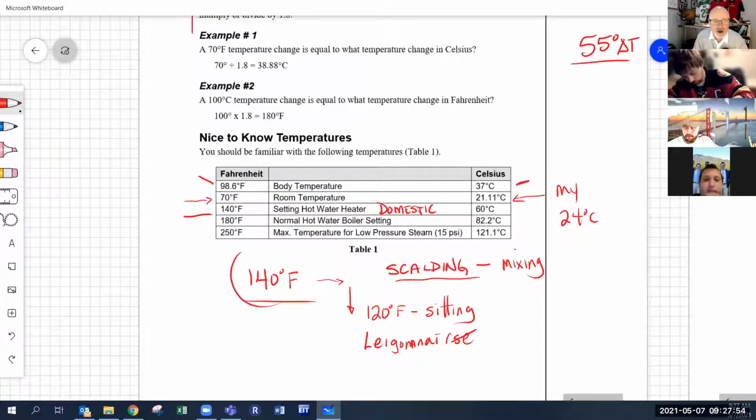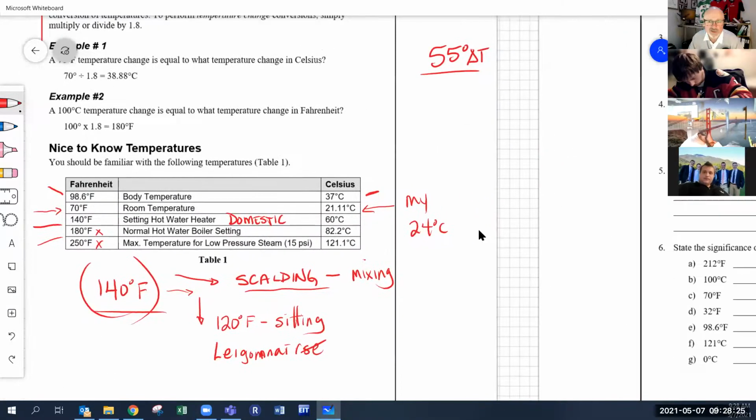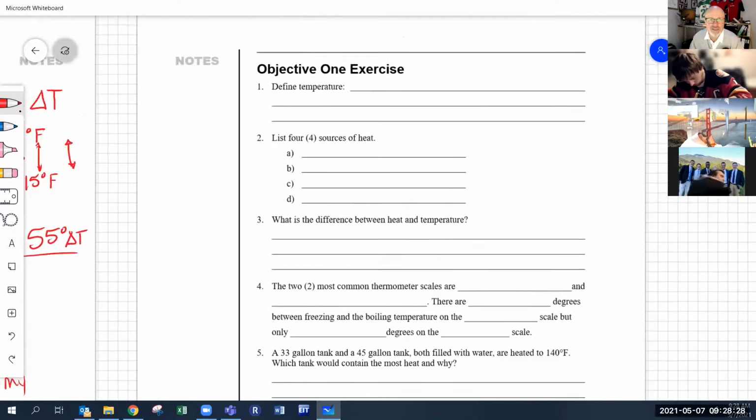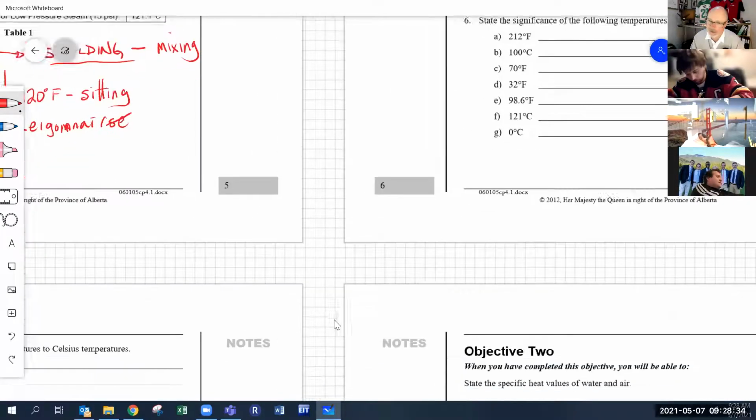So that's why we have hot water tank settings at about 140 degrees or higher, typically not too much higher than that, because then you can get into problems of scalding and overheating, etc. Normal boiler temperature is about 180 degrees, and the max temperature for a low pressure steam system boiler is 250 degrees at 15 psi of steam. So those are nice-to-know temperatures. And that brings us to this little objective 1 exercise, which you can do on your own time.